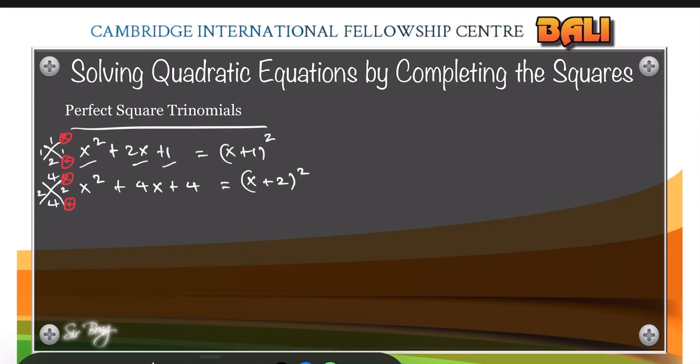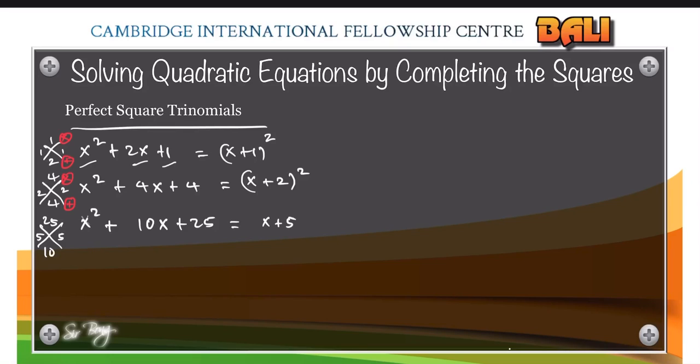Let's have another one. Say, x squared plus 10x plus 25, which is equal to, using the splitting the middle technique, we have 10 here, on top is 25. So this must be 5 and this is 5. So the factors are 5 and 5. So this is x plus 5 times x plus 5, or just simply x plus 5 squared.